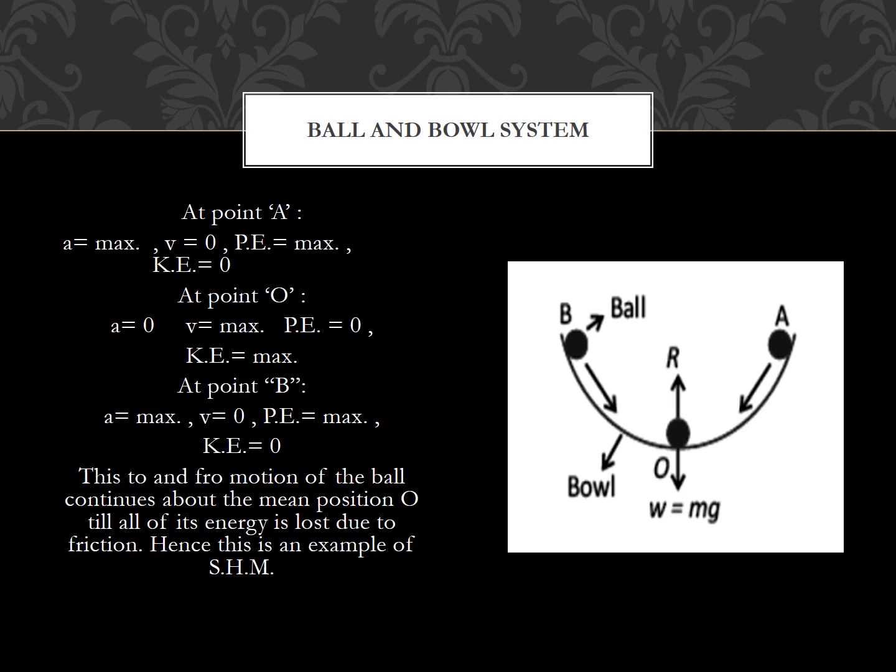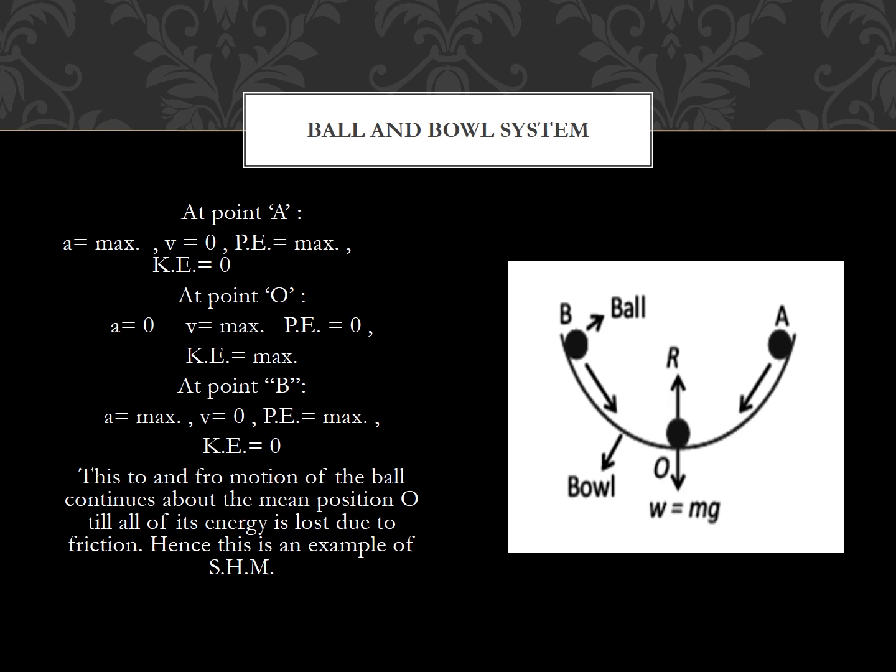When it starts rolling down, it decreases its height, and when it reaches point O, its height becomes 0, so its potential energy is 0, and due to inertia, it will gain speed, its velocity is maximum, and its kinetic energy is also maximum. As we start moving the ball from position O, at position O its acceleration is 0 because the distance covered at point O is equal to 0.